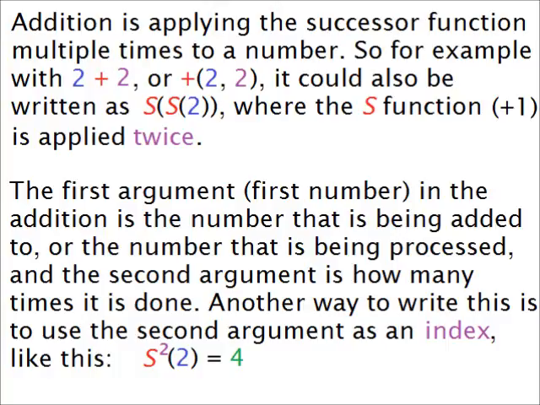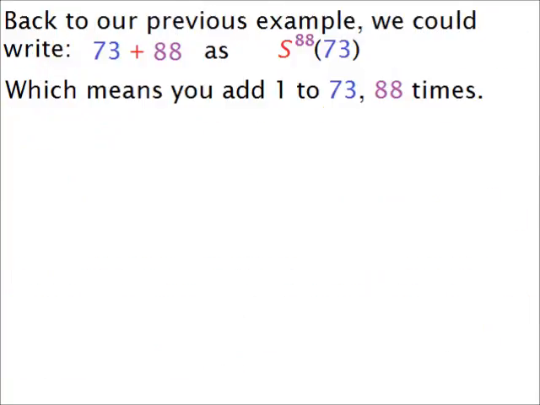S index 2 of 2 equals 4, which means the S is applied twice. It's first applied and then it's applied to that answer the second time to get 4. So the first time the S is applied, it goes from 2 to 3, and the second time it goes from 3 to 4.